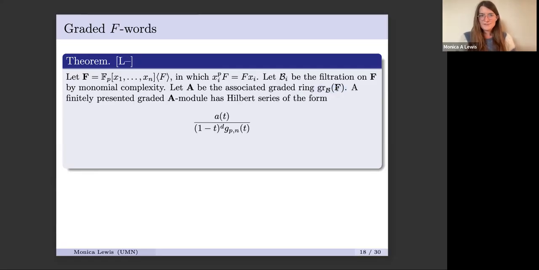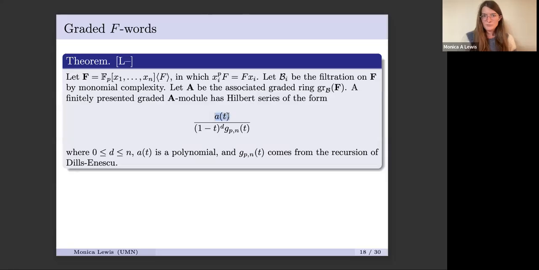Well, somewhat surprisingly, we actually still get some pretty nice behavior. If you were to take a finitely presented graded A module, the Hilbert series will always have the following form. So there is some polynomial in the numerator, and in the denominator, you have one polynomial that's determined by the Fibonacci-style recursion and some power of 1 minus t. That power can range anywhere from 0 to n.